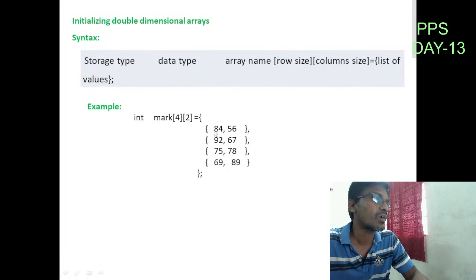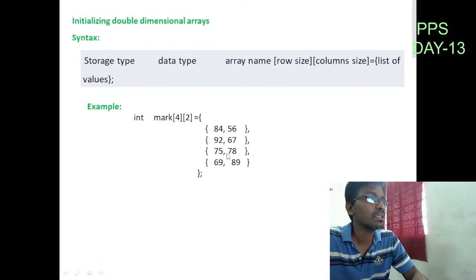For example, I want a 4 by 2 matrix, like 4 rows and 2 columns. Then I will initialize the matrix equal to, followed by open curly brackets. Within the curly brackets we write the first row, that is 84 56, and second row 92 67, and third row 75 78, and fourth row 69 89. So that is 4 rows. It contains 4 rows and 2 columns. That's why it is a 4 by 2 matrix.